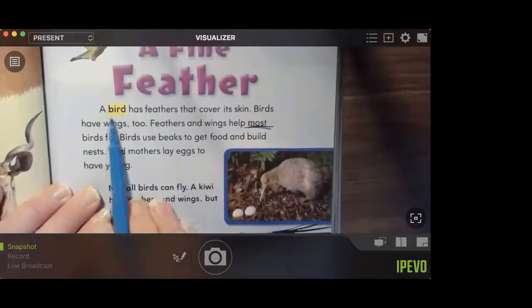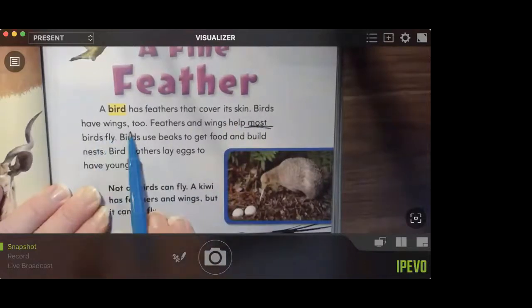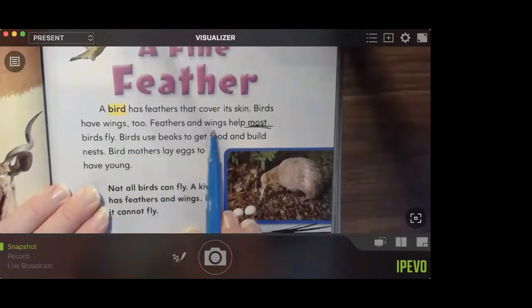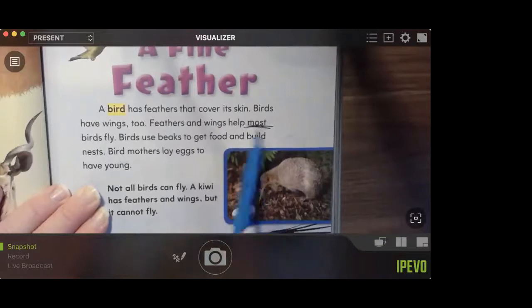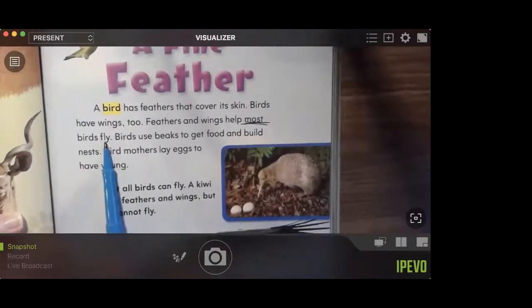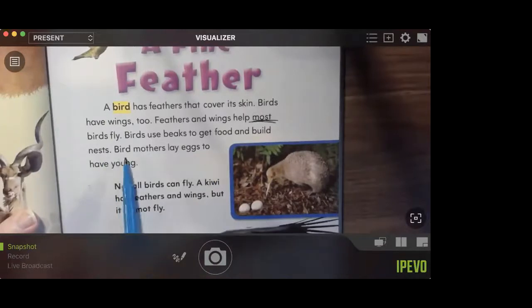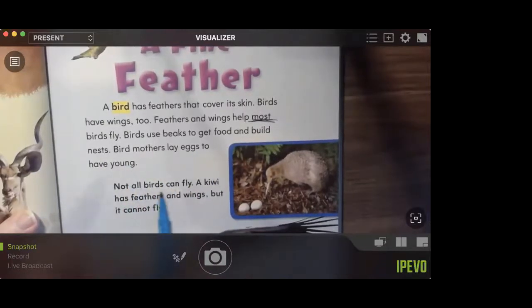Feathers. A bird has feathers that cover its skin. Birds have wings too. Feathers and wings help most, and we remember we underline most because of the penguins. The penguin was considered a bird, but it doesn't fly. Most birds fly. Birds use beaks to get food and build nests. Bird mothers lay eggs to have young. Not all birds can fly. A kiwi has feathers and wings, but it cannot fly.